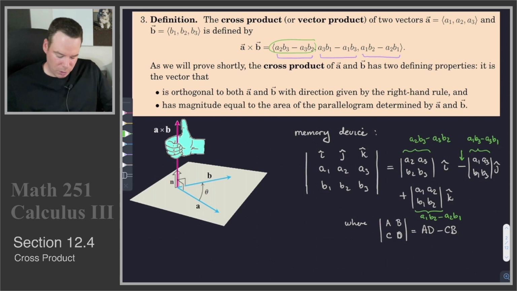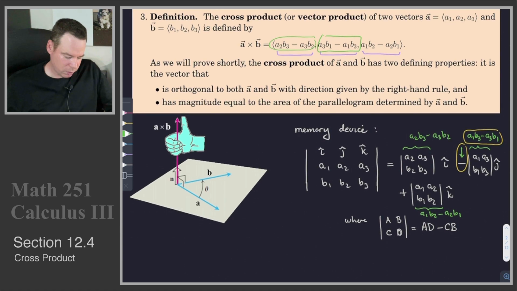And the key part is that middle term, because if I look at this middle term, a1 b3 minus a3 b1, there's that extra minus sign out front as a part of this determinant formula, which we're using as our memory device, and that's causing the order to get switched here. So you can see it's a3 b1 minus a1 b3. Alright, so that's our memory device for remembering the cross product formula. We'll do some examples where I use this memory device and we get used to computing a cross product.